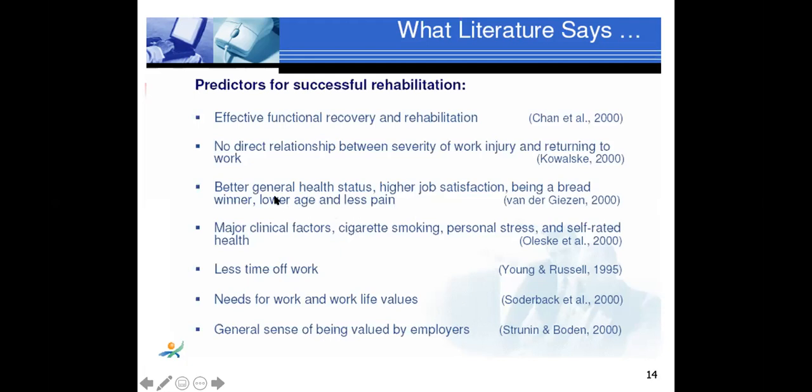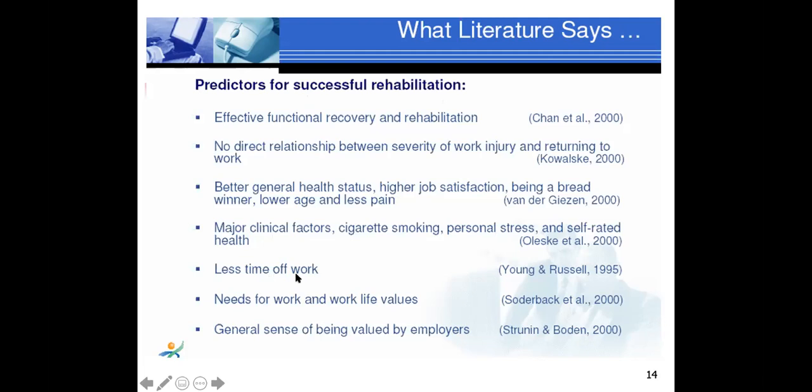Lower age and less pain. For young people, lower age and less pain, their priority for successful rehabilitation is quite high. Major clinical factors include smoking, personal stress, and self-rated health. So if you get a patient, you can also assess their self-rated health. If they rate their health as low, it means the predictors for successful rehabilitation are lower. If they have personal stress, and cigarette smoking, and major clinical factors, meaning they have diabetes, blood pressure, a cardiac problem, then the likelihood of rehab success is lower.